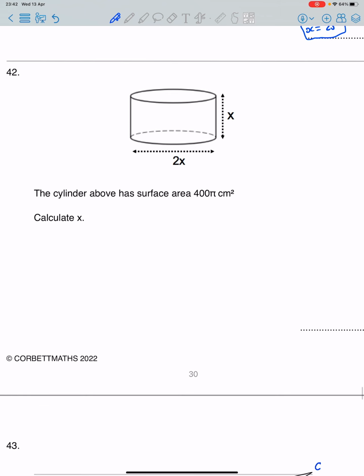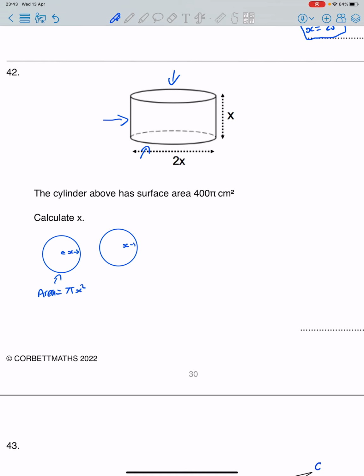We've got here the cylinder above has a surface area of 400 pi centimeters squared, and we want to calculate x. Well, how do we work out the surface area of a cylinder? Well, you've got to consider that there's this circle at the top, circle at the bottom, and you've got this curved surface that goes all the way around. So first of all, we've got the circles. So this has a diameter of 2x, therefore the radius is going to be x. So the area is going to be pi times x squared, and we've got two of these.